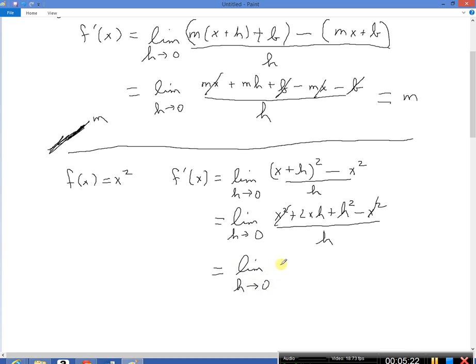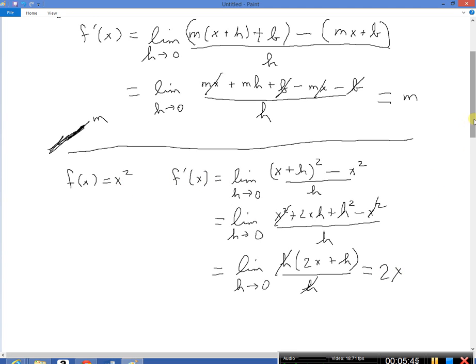And so that leaves you with h times 2x plus h, all divided by h. H cancels, and as h goes to 0, 2x stays 2x, h goes to 0, so you're just left with 2x. So the derivative as a function of x squared is 2x.